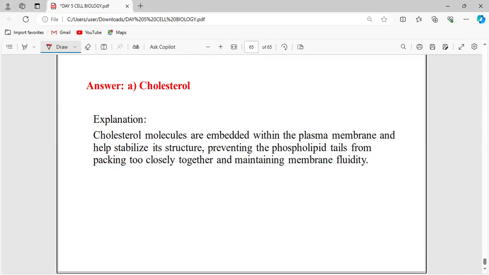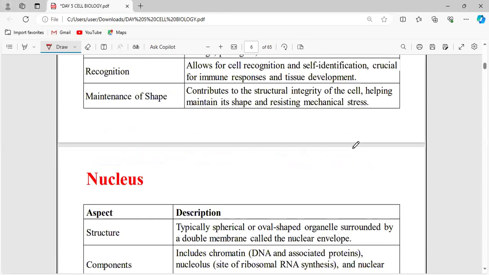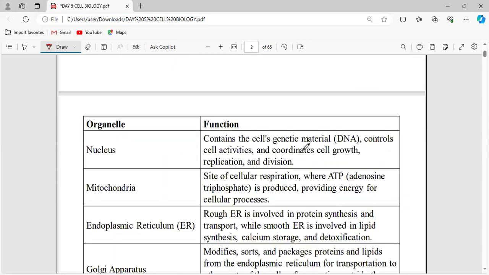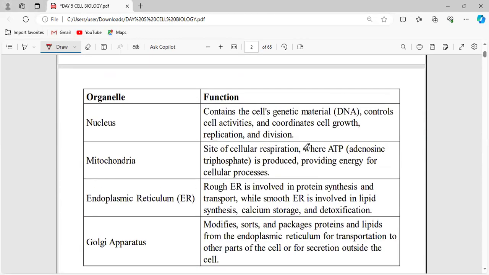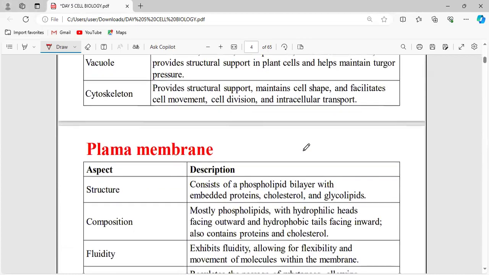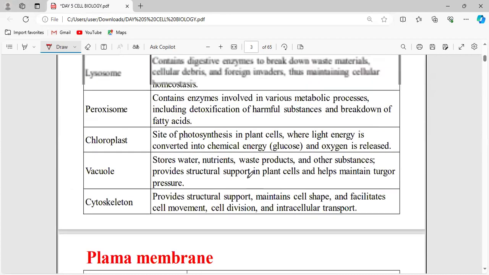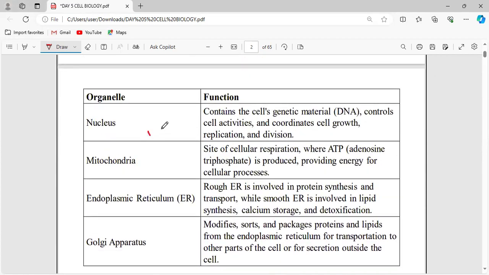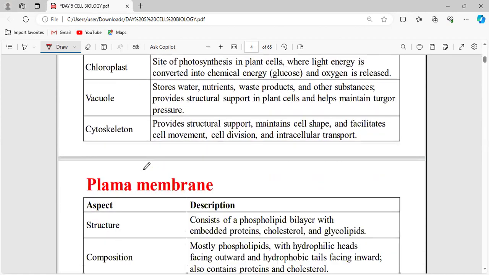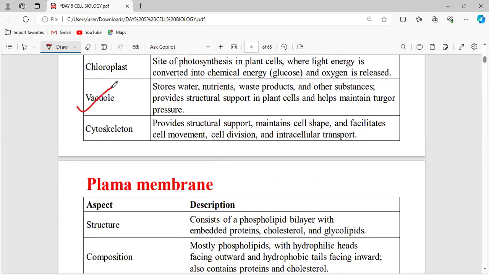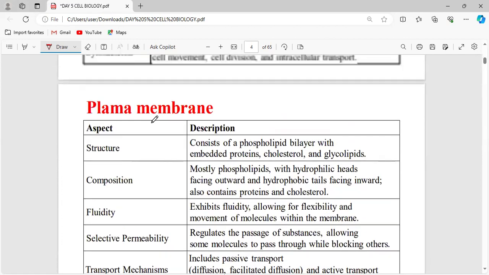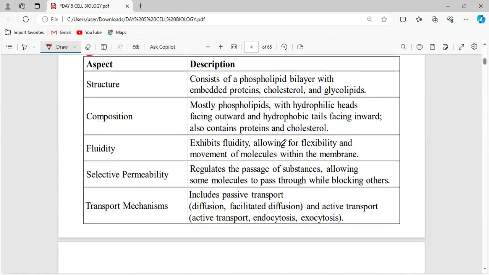Now I have attached some of the important tables. You have to read that. Okay. The first table deals with the nucleus. See this: nucleus, mitochondria, endoplasmic reticulum, Golgi complex. These are all the list of cellular organelles and their functions. And majorly for the plasma membrane, I have inserted this. See how it will look like.